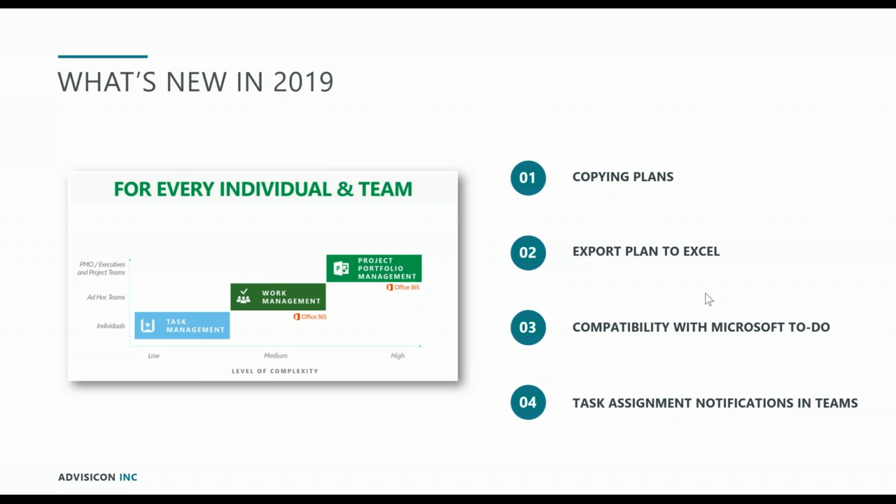Second, you can now export a plan to Excel. For example, if you need to take your project plan and organize it in a table instead of manually entering the data, you can now export that plan to Excel, clean it up, make it pretty, do whatever you want to do with that. Thirdly, you have the option to collaborate with Microsoft To Do.